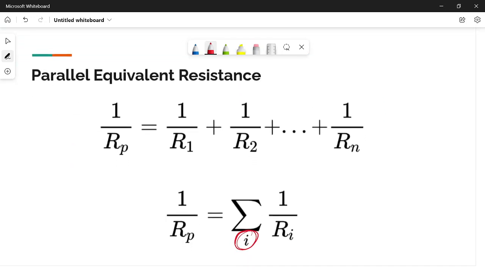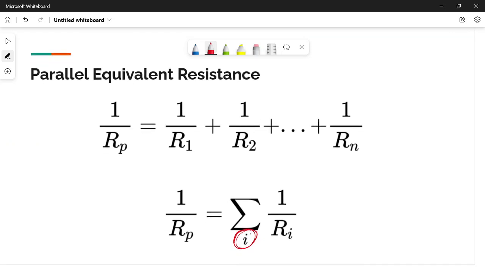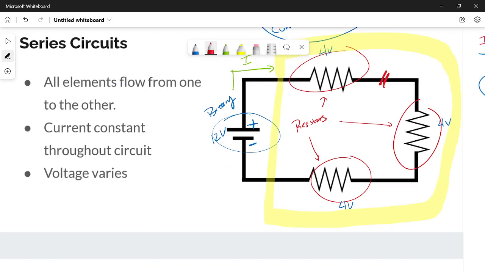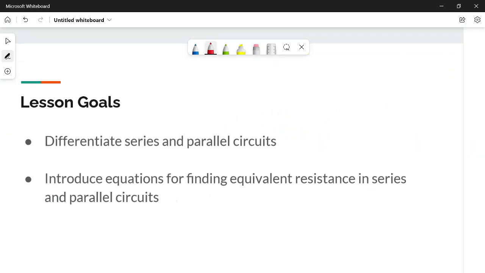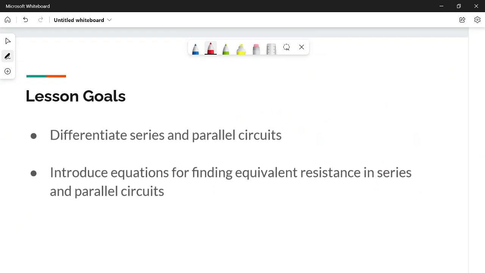And here we can see, again, our equations for finding the equivalent resistance. It's a bit of a pain of an equation, but it's really not too bad once you start using it. So let's make sure we talked about our lesson goals here. First, we differentiated series and parallel circuits, and we also introduced those equations for finding equivalent resistance in series and parallel by kind of deriving them.